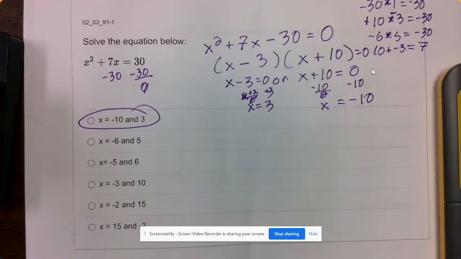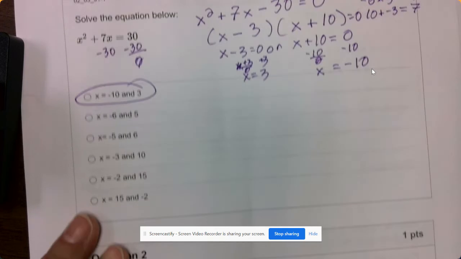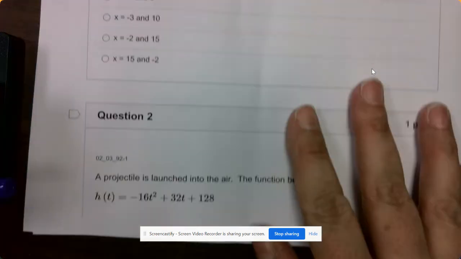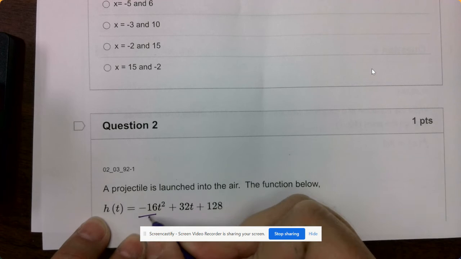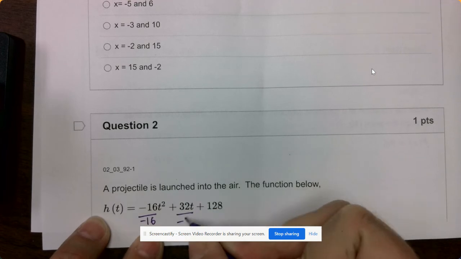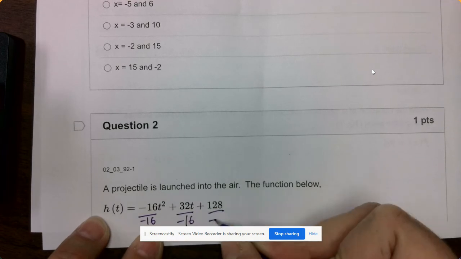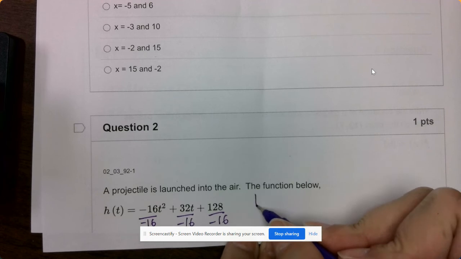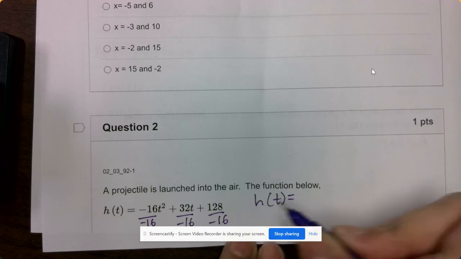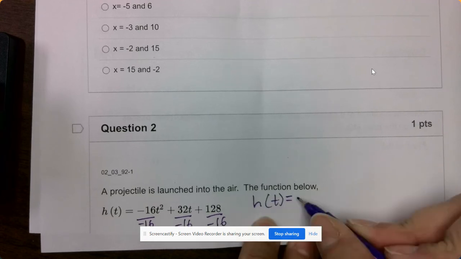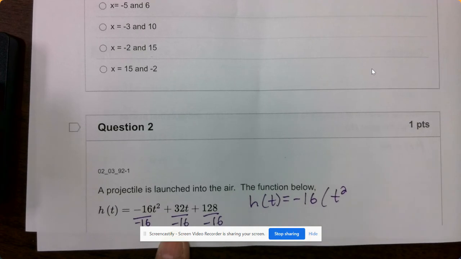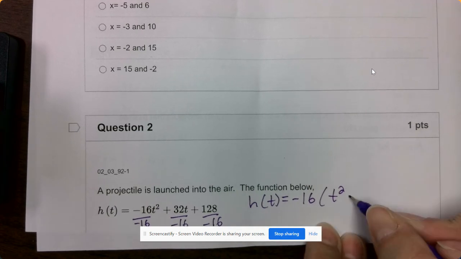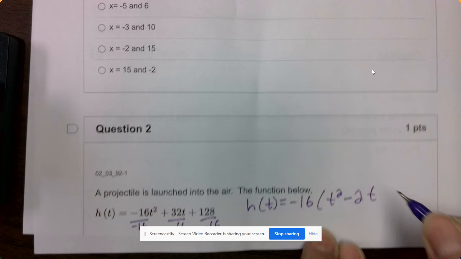Okay, so for this one, everybody, the projectile is launched into the air. Okay, so we're going to divide it by all of these. I could divide by negative 16. So I'm going to divide all of them by negative 16. That's the greatest common factor. So h of t, negative 16 and negative 16 is going to be 1. So that'll just be t squared. 32 divided by negative 16 is going to give us negative 2. And 128.